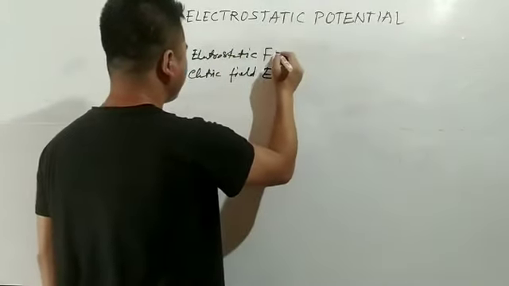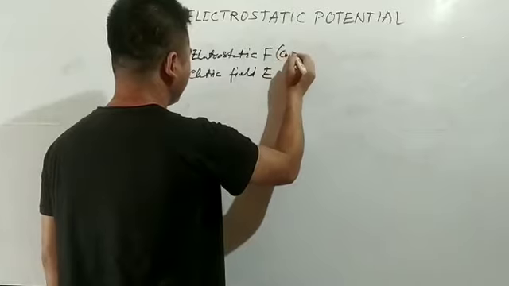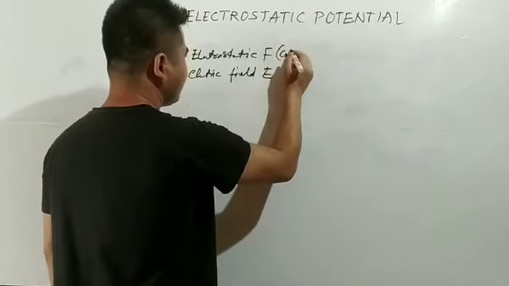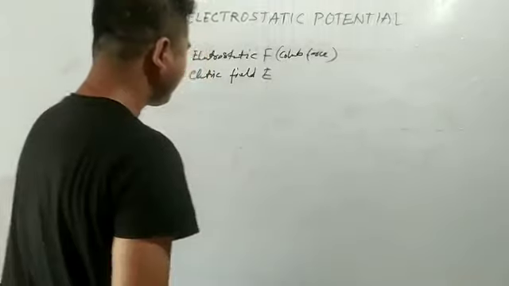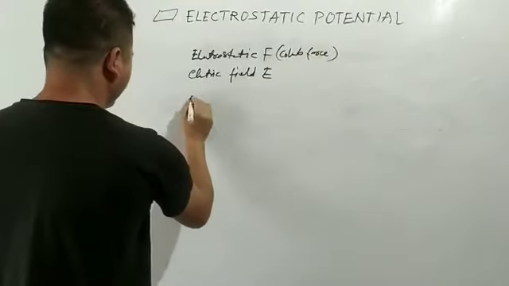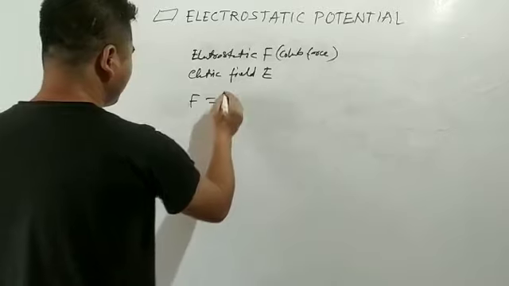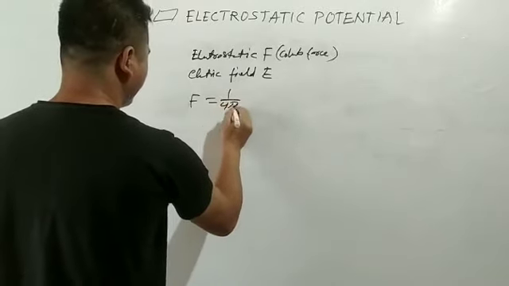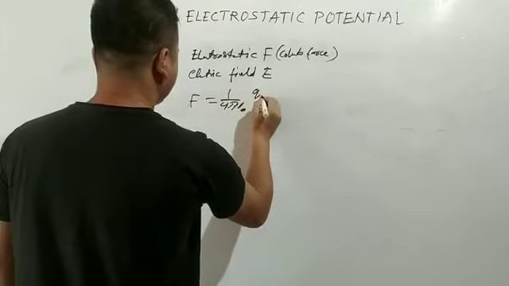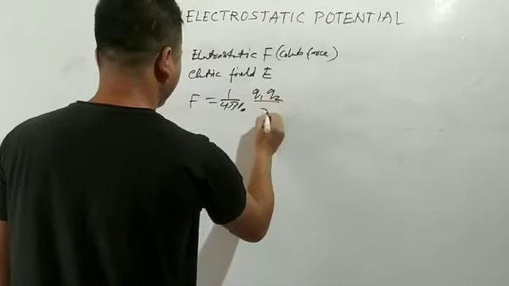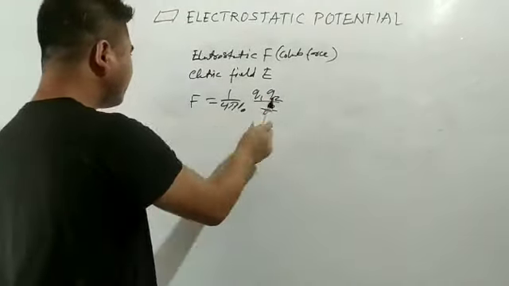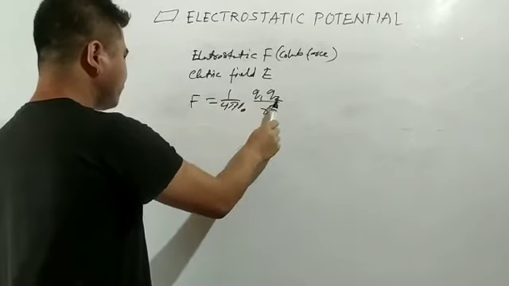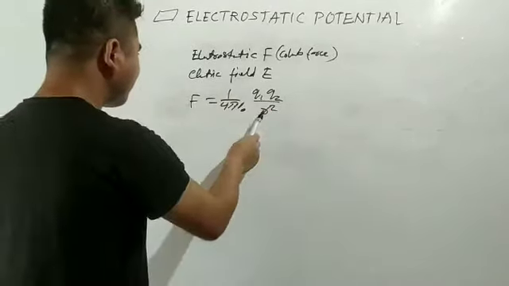So what is F? F is also called Coulomb force. This F is given by F equal to 1 by 4 pi epsilon naught Q1 Q2 by R square. This is the force between these two charges Q1 and Q2 separated by a distance R.